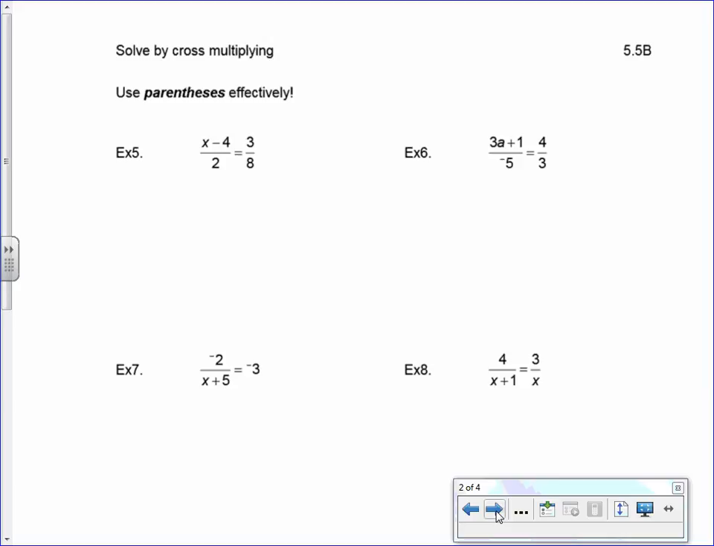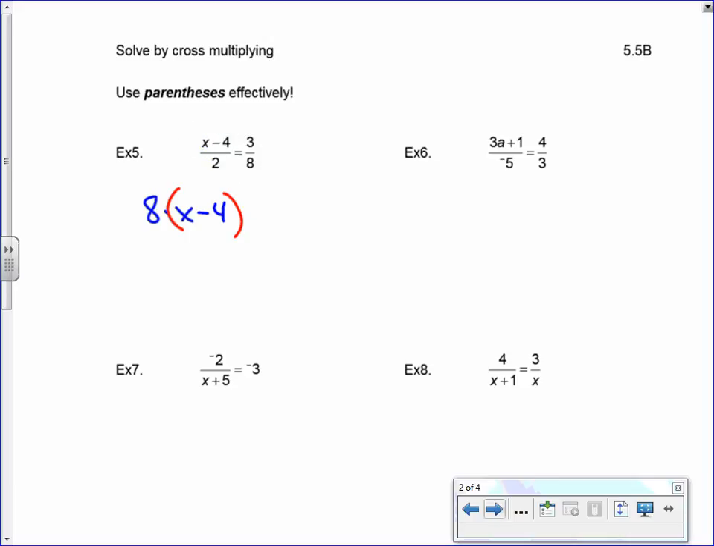Okay? So when I multiply 8 times x minus 4, if you write this down, that doesn't say 8 times x minus 4. It says 8 times x. I have to say 8 times all of it. So this is where you have to put the parentheses in. 8 times x minus 4 in parentheses. All right?